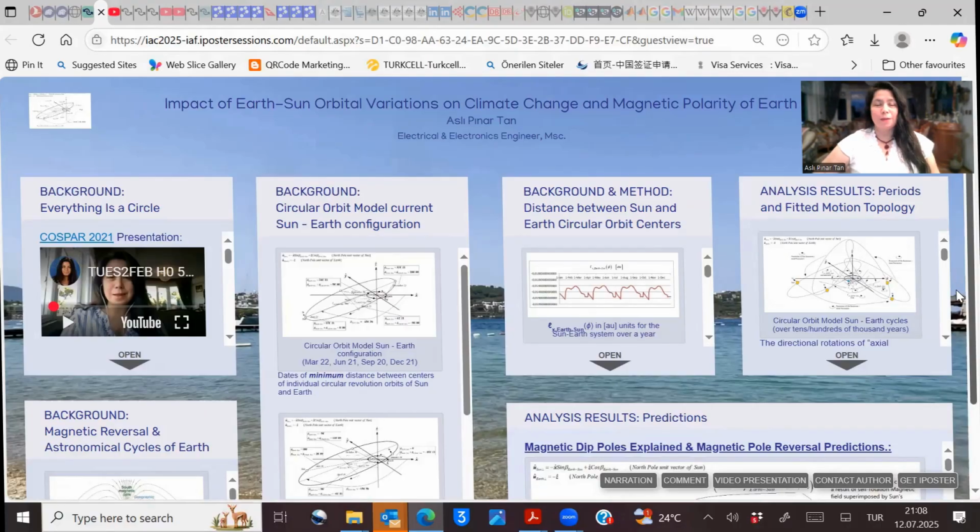I will be presenting a summary of my latest research results about major climate change and magnetic polarity change prediction for Earth based on a circular orbit model I have proposed previously. So here is my interactive presentation for the International Astronautical Congress 2025. The title of my paper is Impact of Earth-Sun Orbital Variations on Climate Change and Magnetic Polarity of Earth. This is based on a circular orbit model I had previously proposed.